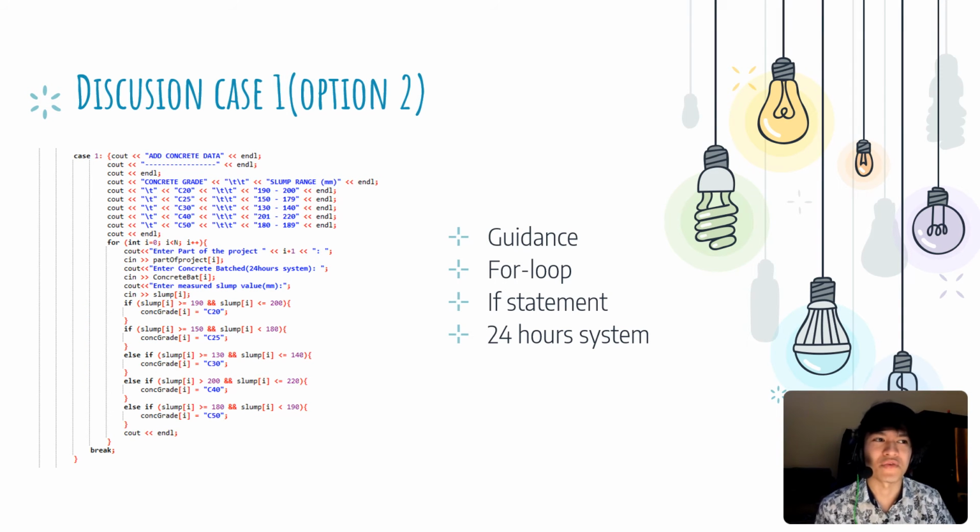After that we have case 1, which is option 2. We put the concrete grade and slump range as a guidance, so it is easier for the user to put in the data later. Then we are using a for loop and if statement to enter the part of project, concrete batch and the slump value. For the concrete batch, we use a 24-hour system, so there is no confusion afterwards.